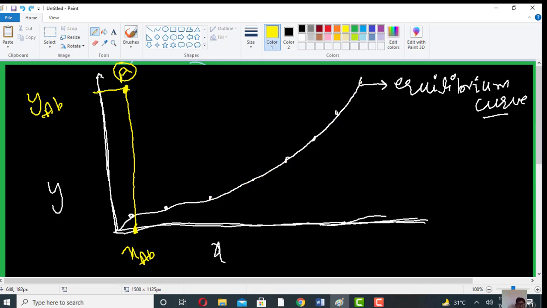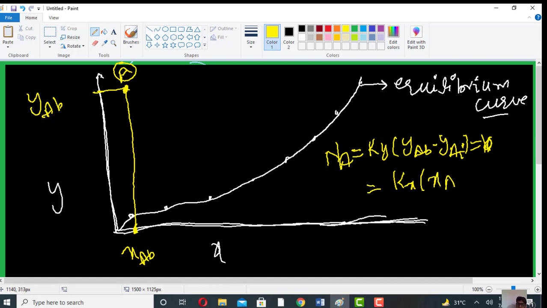So the slope of the line will be obtained by the equation, which is NA equal to KY (YAB minus YAI) is equal to KX (XAI minus XAB). From this equation we will obtain the slope of this line. So this is NA at steady state.